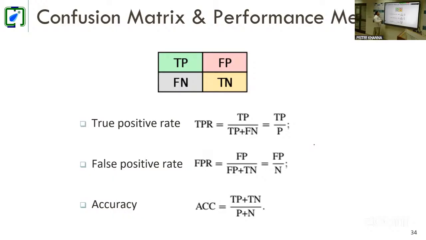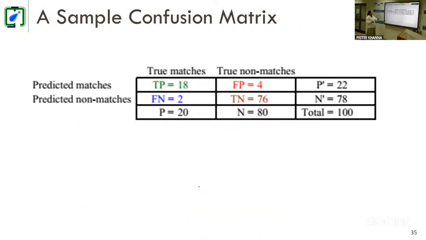right? Good. So if you want to get the true positive rate, out of true positive and false negative, how many are true positives? These are very famous, right? So true positive rate, false positive rate, and accuracy. If you've seen different research papers, then you have seen these many parameters. So how do we get it? Let us take this example. So these are the predicted match, these are the predicted non-match, and here it is true match and true non-match. So true positive 18, false negative 2, false positive 4, and true negative 76.